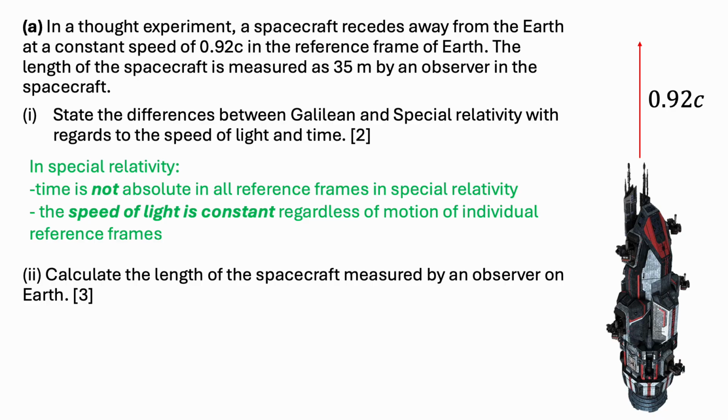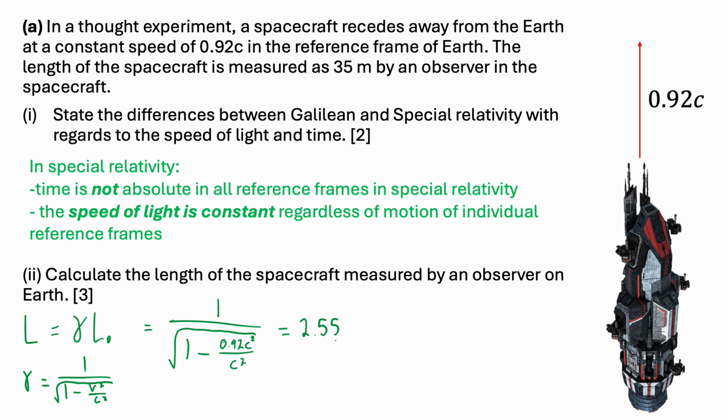Next up, calculate the length of the spacecraft measured by the observer on Earth. What we're looking for is the actual length observed, which is going to be one of these. We need to use the gamma factor to calculate to what extent length contraction occurs. We know that length is going to get smaller, and because we're moving close to the speed of light, it's going to be quite significantly smaller.